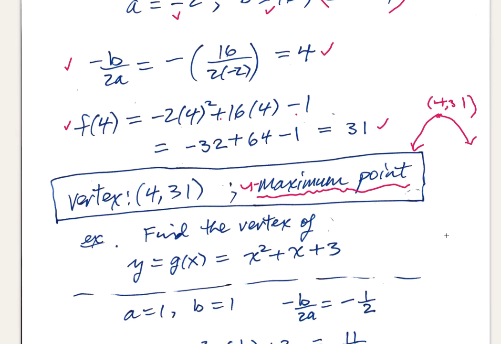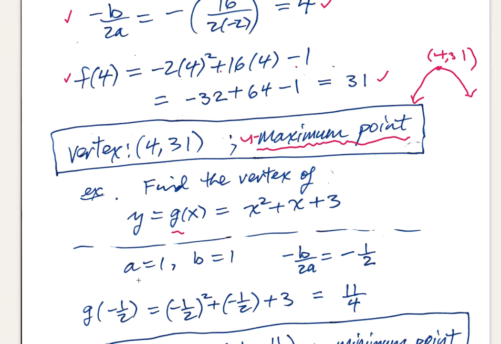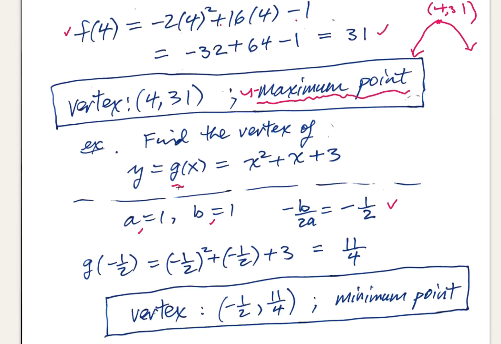Find the vertex of y equals, I gave it this name, g of x this time, so you don't have to get hung up on f of x here. It's x squared plus x plus 3. You can see this time a is 1 and b is 1. Negative b over 2a would be negative a half this time. Then I've got to compute the value of that quadratic function at negative 1/2.